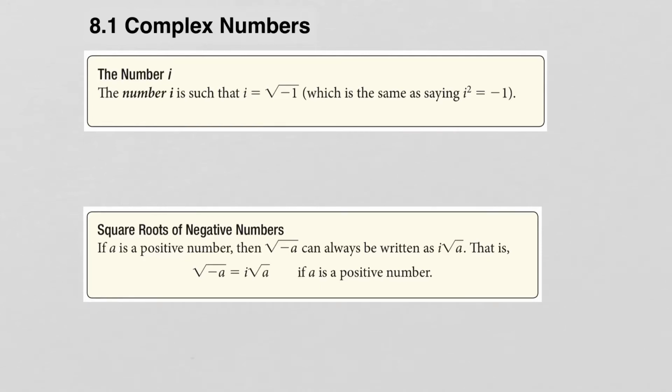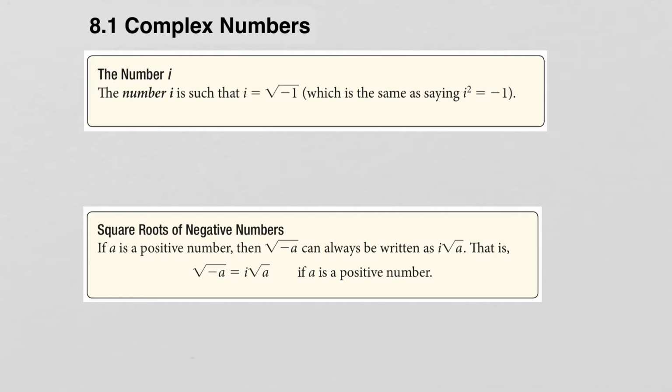In section 8.1, we look at complex numbers. The basis for all complex numbers is a number that we call I, and I stands for an imaginary number. And the number I is the number square root of -1. Now, what do we mean when we say the square root of -1?